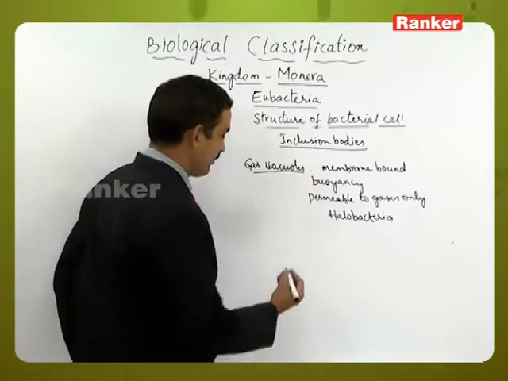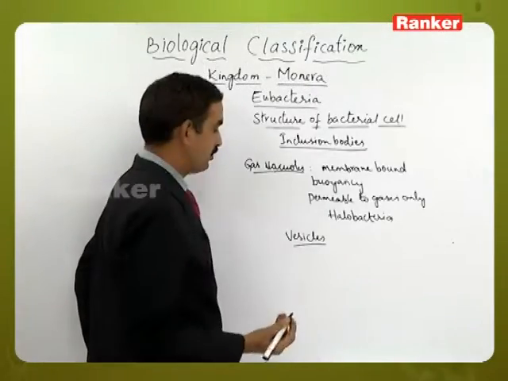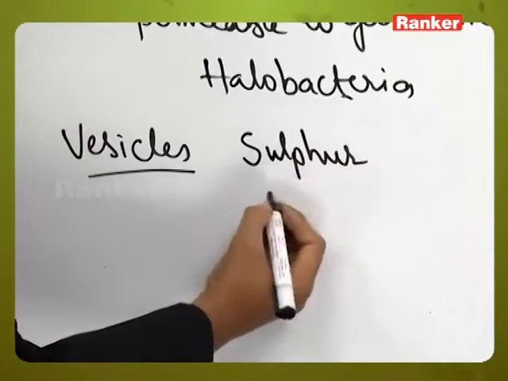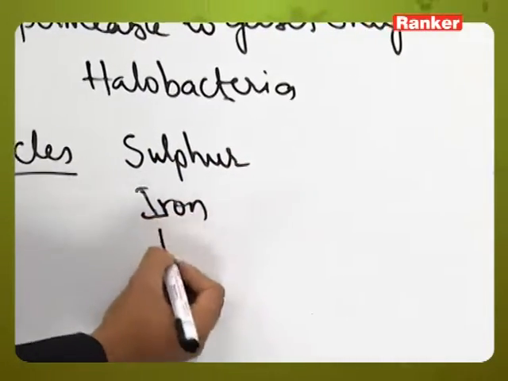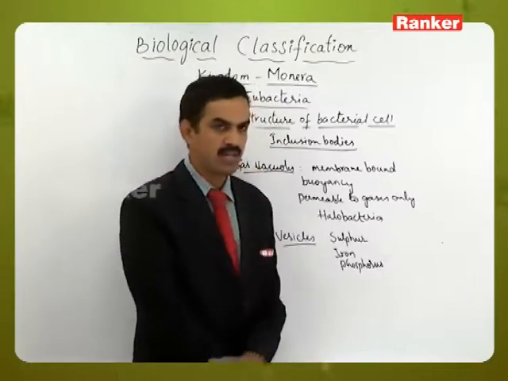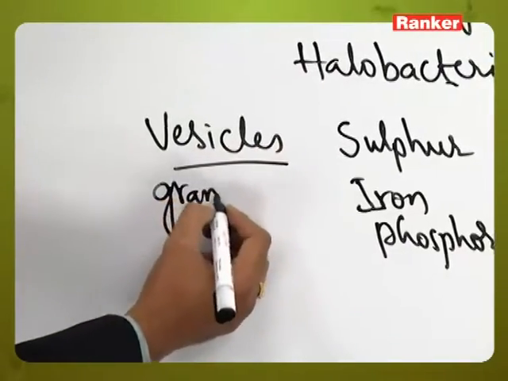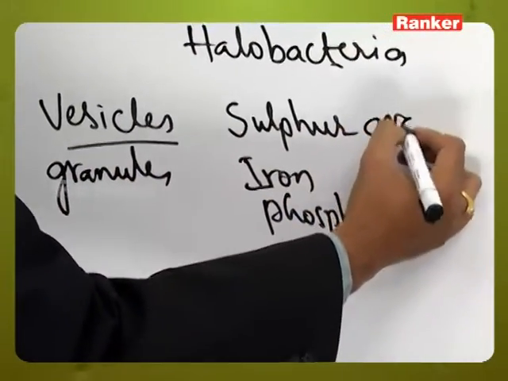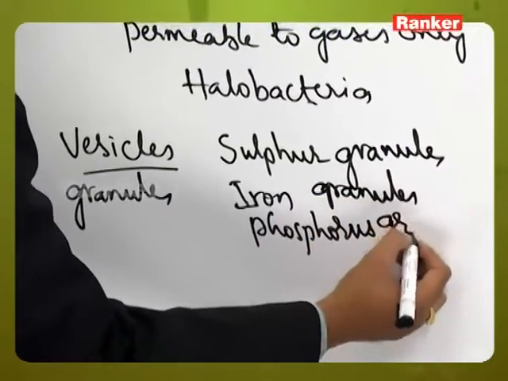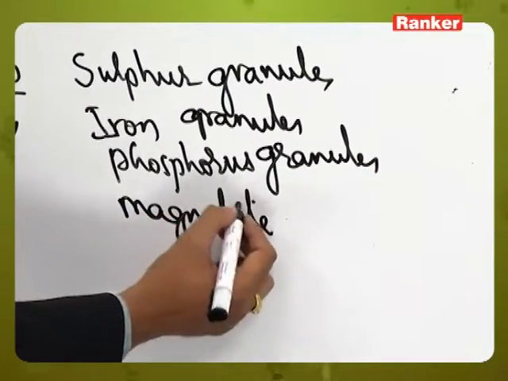The inclusion bodies contain vesicular structures. Those are called sulfur vesicles, iron vesicles, and phosphorus vesicular structures, which help in the storage of those particular substances. There are also granular structures. These are called sulfur granules, iron granules, phosphorus granules. Some will have magnetite granules also.